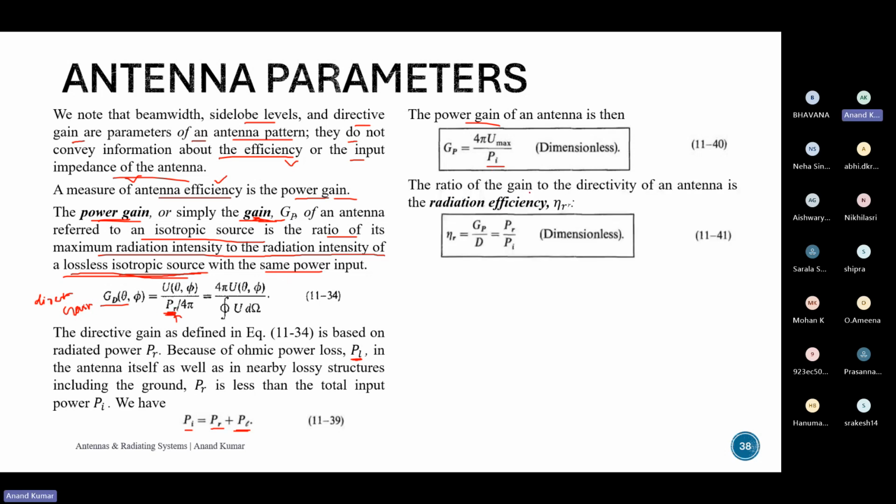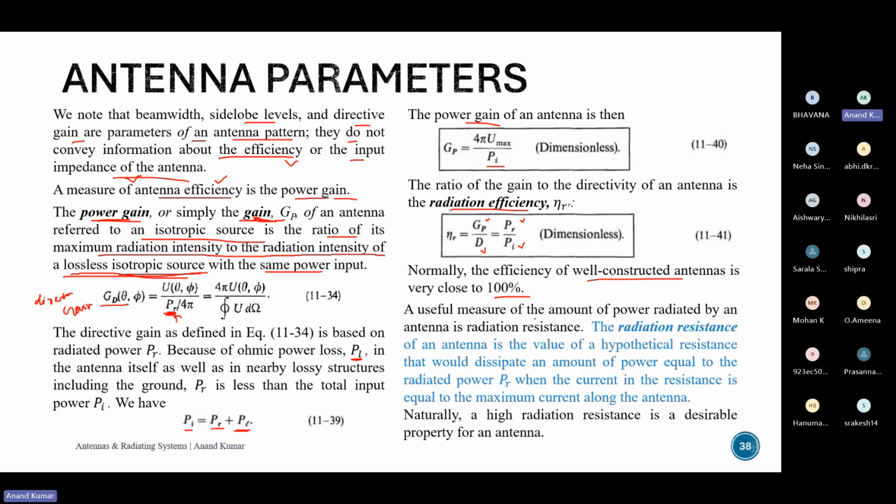And the ratio of the gain to directivity is given as the efficiency. So this is the gain, and this is the directivity, and this ratio will be equal to the radiated power over the incident power, which makes sense. This is the efficiency: how much power is being radiated, how much power is incident, and there must be some power which is being lost. So for a well constructed antenna, the efficiency would be 100%.